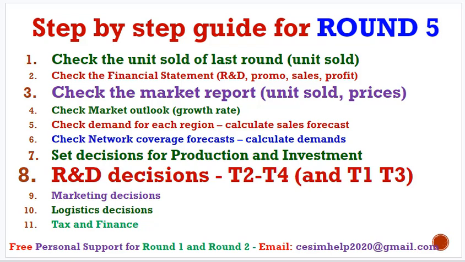We start by checking the unit result from last round to find the number of sold units so we can calculate the sale forecast for our companies. Check the financial statement, R&D, promotion, sale and profit. Check the market report, units sold, prices, and check the market outlook to have the plan for the investment in production capacity and calculate the sale forecast.